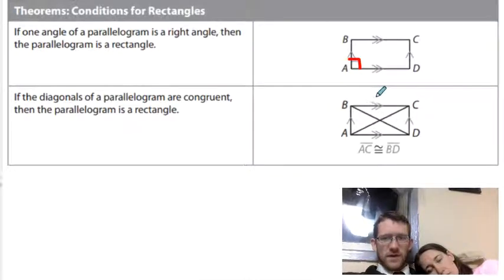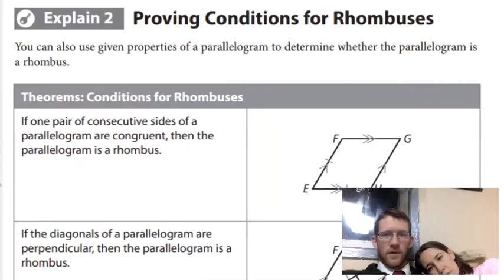Similarly, if we can prove it's a parallelogram, then we could say that the diagonals are congruent. So BD is congruent to AC. We can say that this is a rectangle.